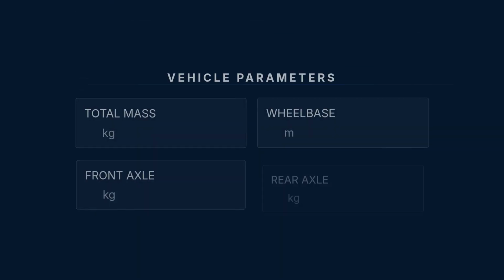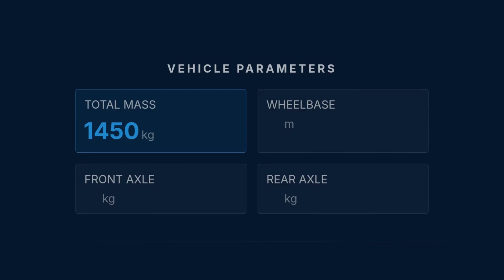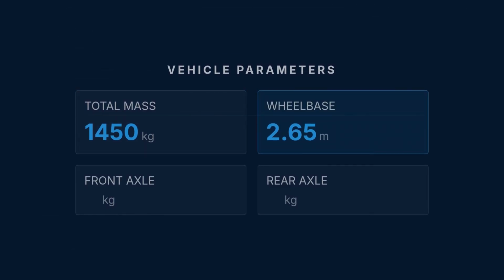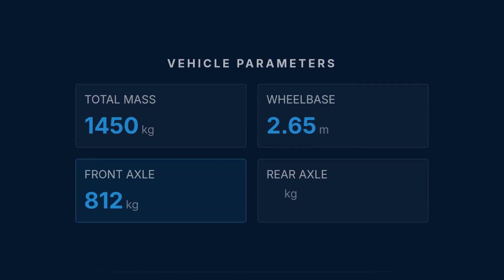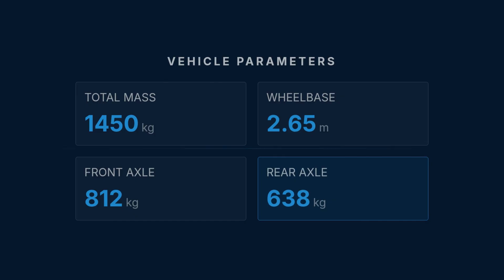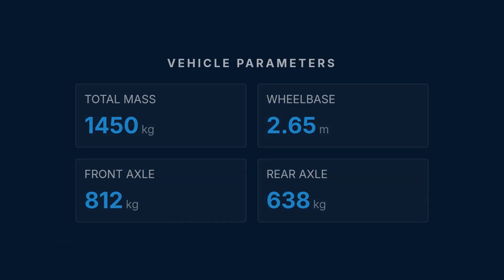For our example, we'll input total vehicle mass of 1,450 kilograms, wheelbase of 2.65 meters, front axle weight of 812 kilograms, and rear axle weight of 638 kilograms.